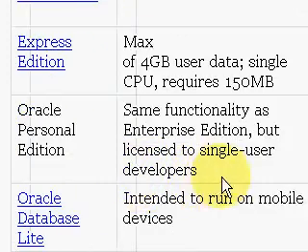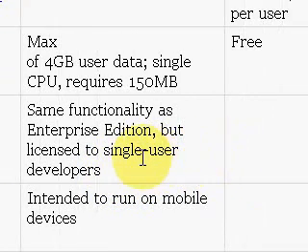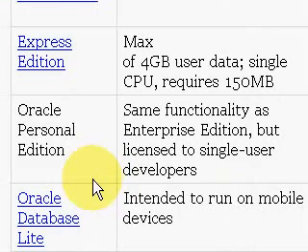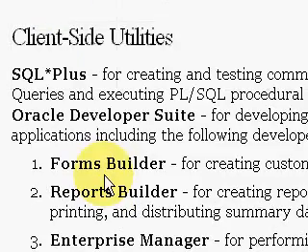Express Edition is free, and you can have a max of 4 gig of user data, and only use a single CPU, and it requires 150 meg to load. Oracle Personal Edition has the same functionality as the Enterprise Edition, but is licensed to a single user developer. This is free. And then Oracle Database Lite, and this is for developing for mobile devices.